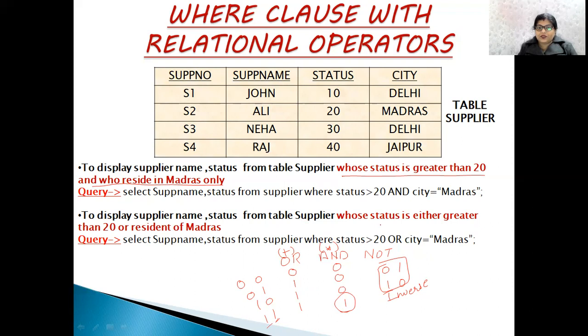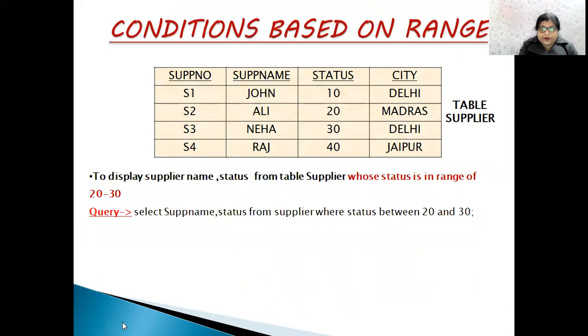In the second question, they are saying whose status is either greater than 20 or resident, meaning any one may be true. Here any one of them being true is enough, so they are using the OR operation. If you know the truth table, you come to know where we can use the AND operator and where we use the OR operator. So it is very clearly understood.